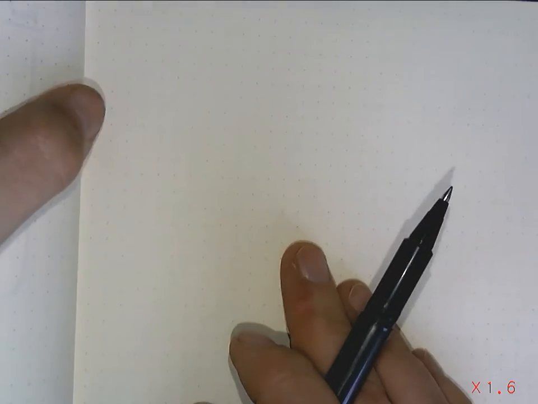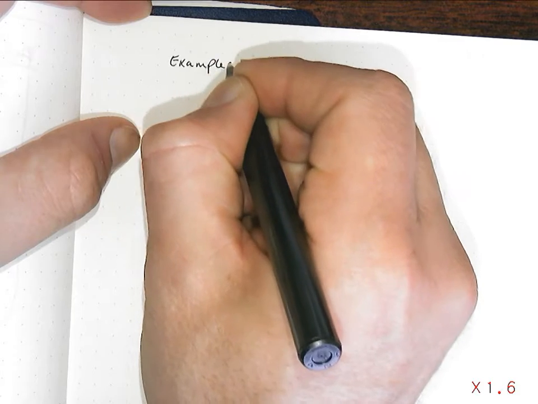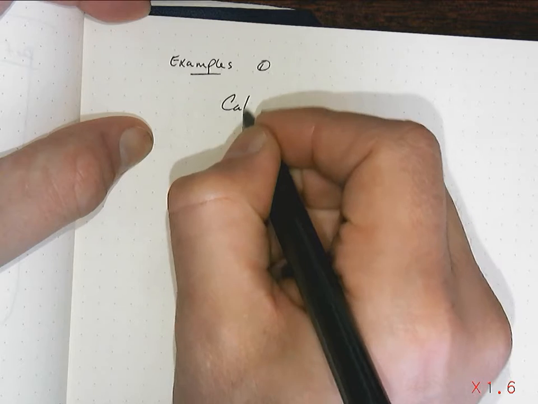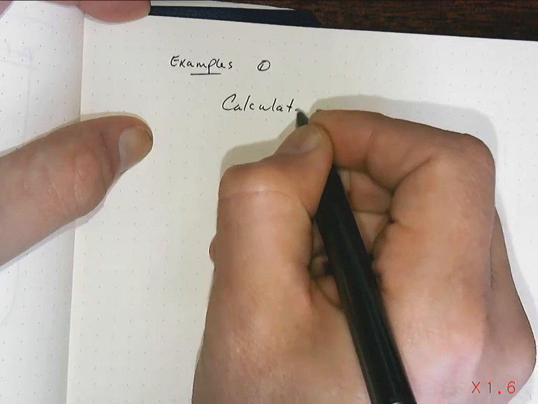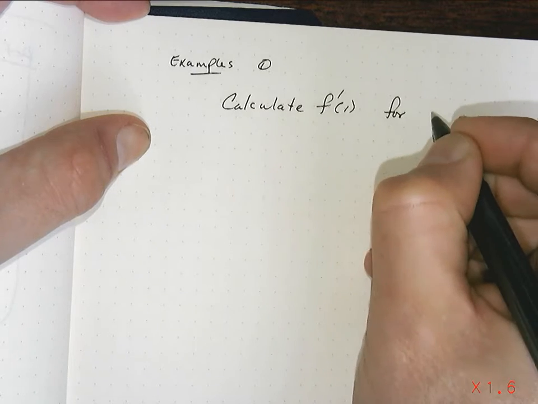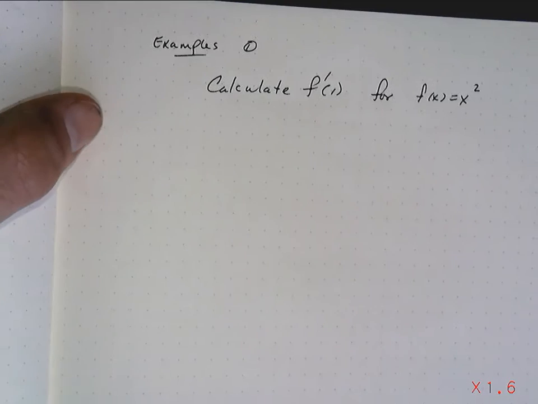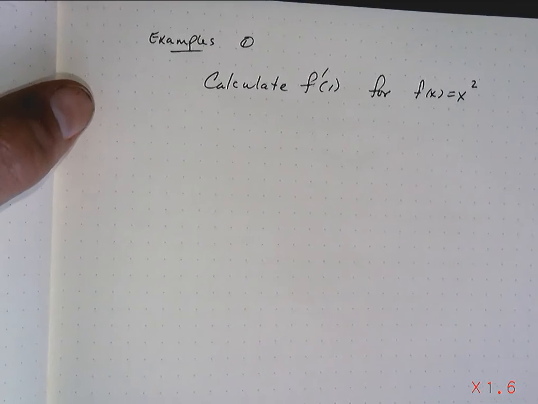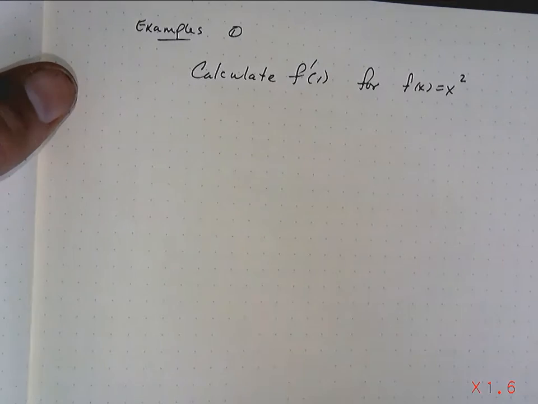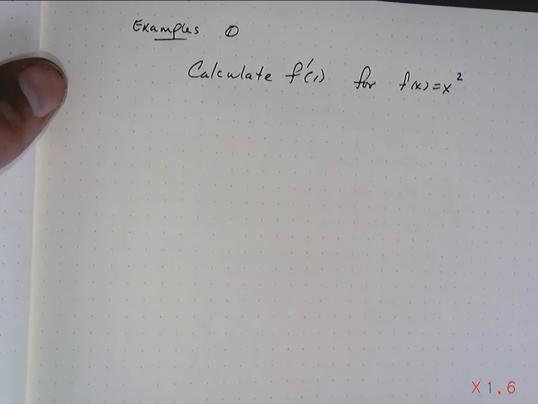Okay, so let's look at some examples. Let's calculate... what a great question. That's a 1 in the brackets. So that's all you're going to get. That's all the question's going to say.